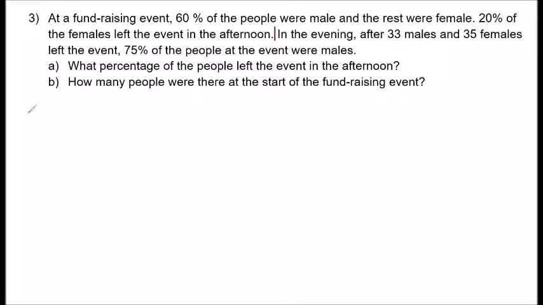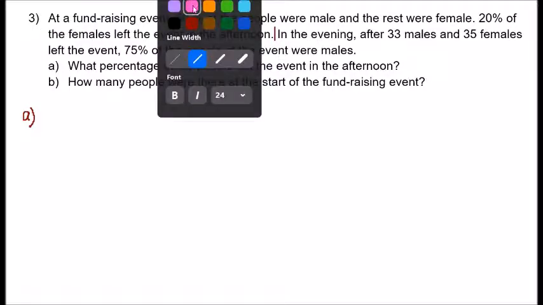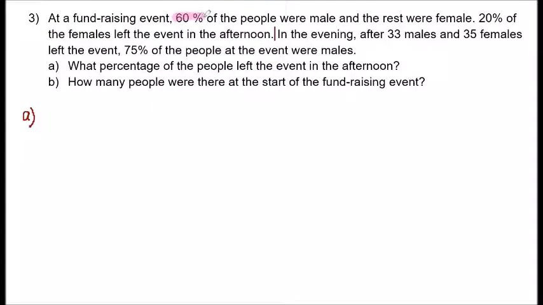So for part A, we have to take note, guys, this percentage is 60% of the people, and this percentage is different. This is 20% of the female. So to do this question, I can do branching so that it's more straightforward. We start off with 100% of the people.